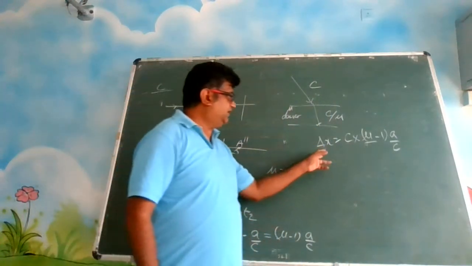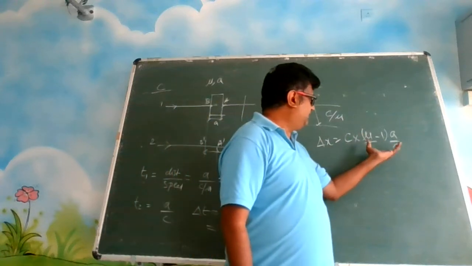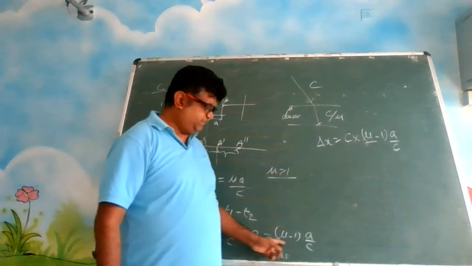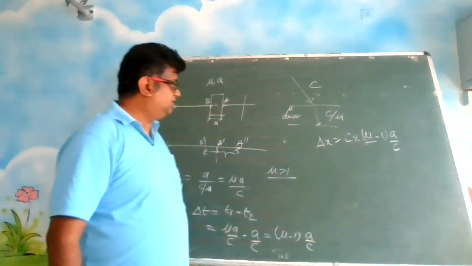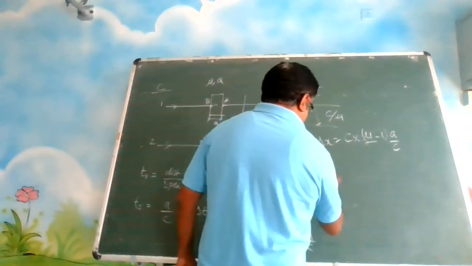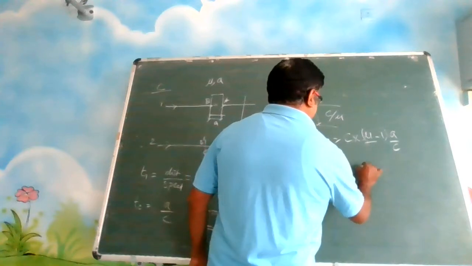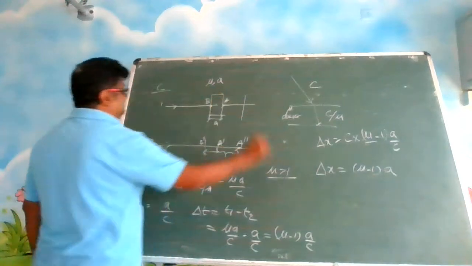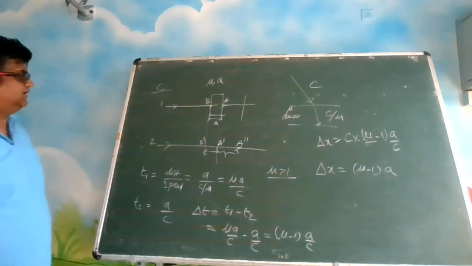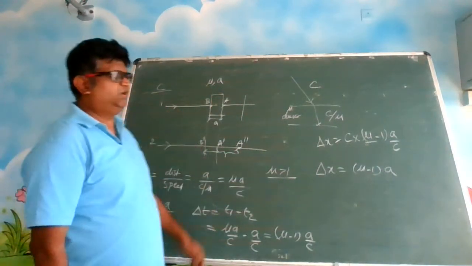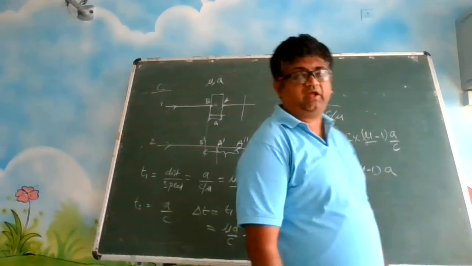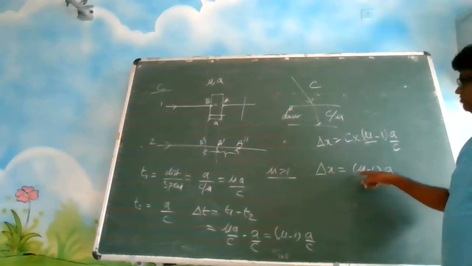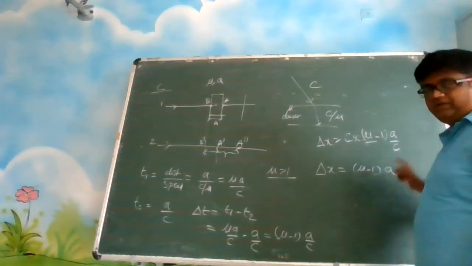What is this delta x? Speed of light multiplied by the time gap. You need to remember this. Time gap is mu minus 1 into a by c. So delta x is equal to mu minus 1 into a. What is a? A is the thickness of the glass slab. So when you are inserting a glass slab of thickness a, the path difference that is created is mu minus 1 into a.